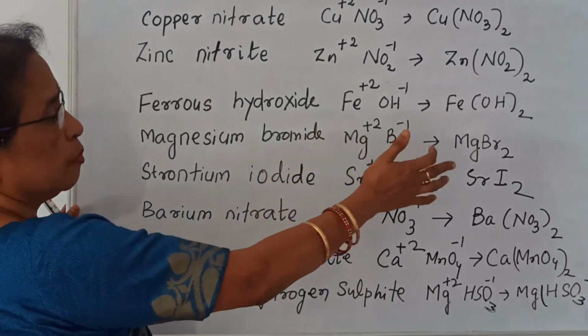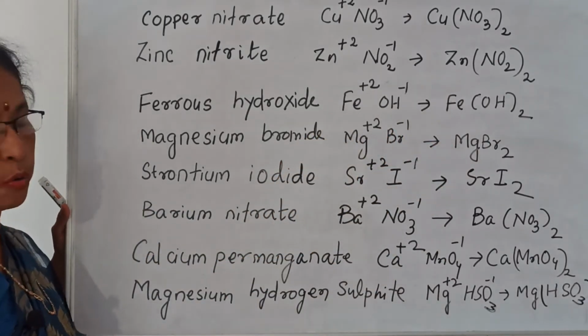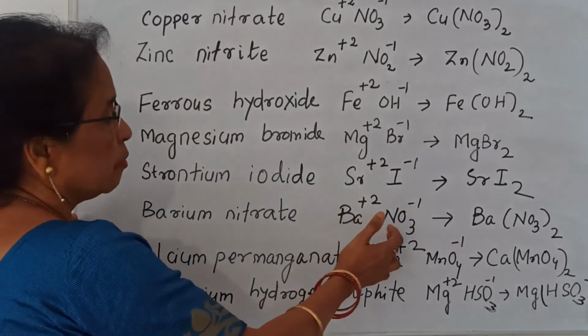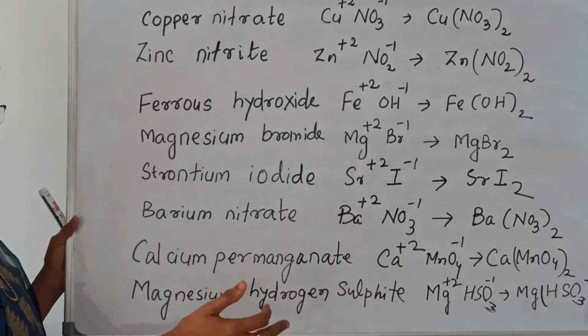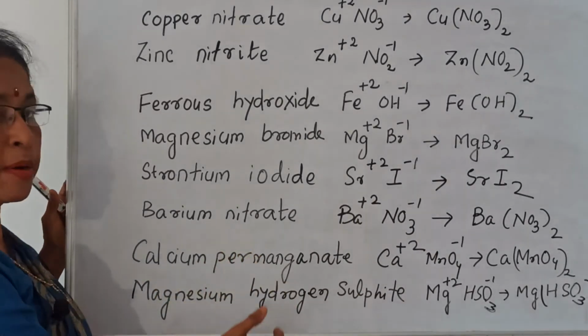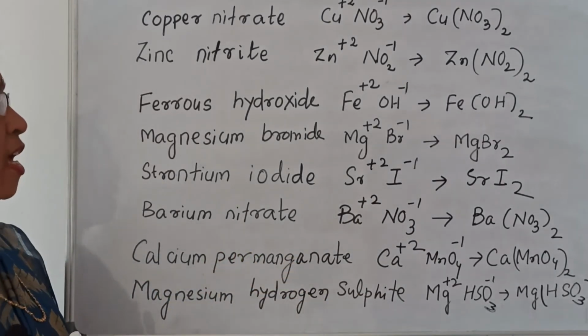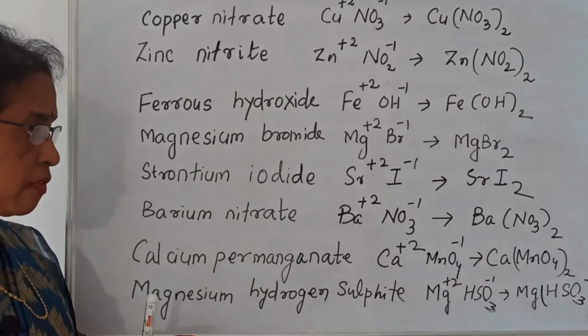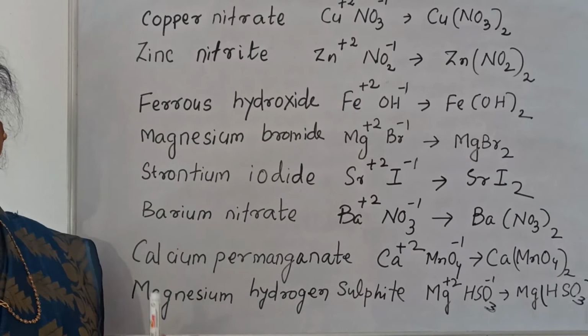Similarly magnesium bromide, MgBr2, hope it is clear. Strontium plus 2, so SrI2. Barium nitrate, Ba(NO3)2. And calcium permanganate gives Ca(MnO4)2. Similarly magnesium hydrogen sulfite, Mg(HSO3)2.